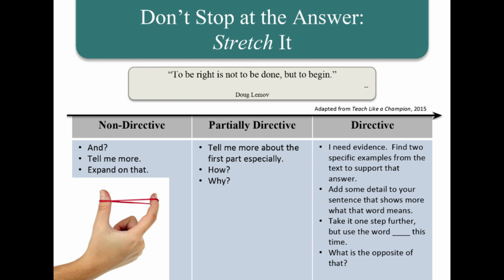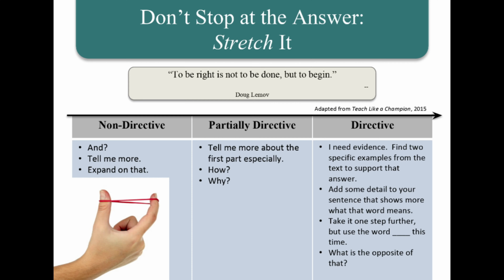The last way that we can get kids to stretch their answers is in a more directive way. And when we say directive, we're just more specific. That's all that means. So I could say something like this: "Perfect, that's the answer. Can you give me two pieces of text evidence to back that up?" So I'm getting them to expand, but I'm being very specific in how I want them to expand. Another example would be to say something like, "Okay, great, what's the opposite of that? You gave me a great example, what would a non-example be?" So you're getting them to stretch it, but you're being very specific in how you're wanting them to stretch it.